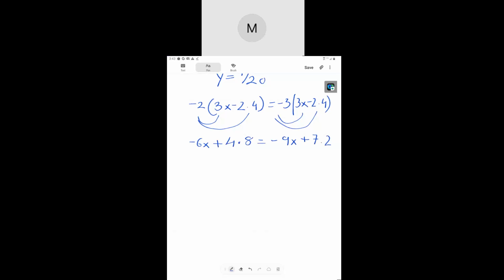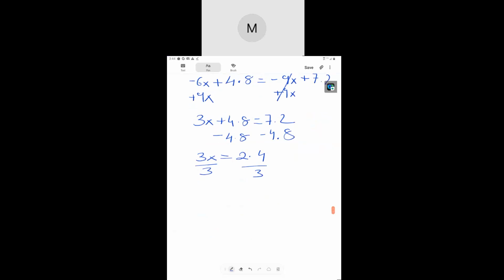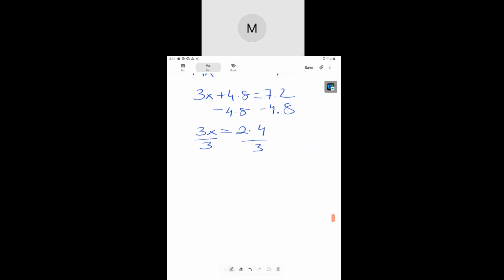Now, time to bring the variables to one side. So I'm going to add 9x on both sides for this one. I'm left with 3x plus 4.8 equals, this cancels out, 7.2. Subtract the 4.8 to get the x alone. And I'm left with 3x equals 2.4. Finally, divide out the 3. All I'm doing is opposite actions to get rid of every term that's with x. I want the x to be alone. X is 0.8. And that'll become my final answer.